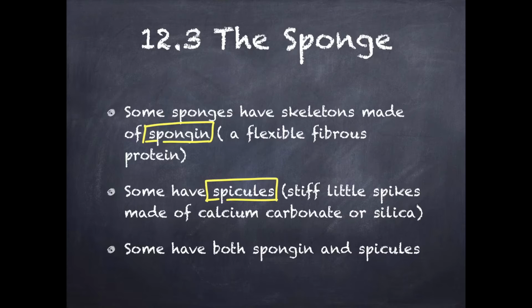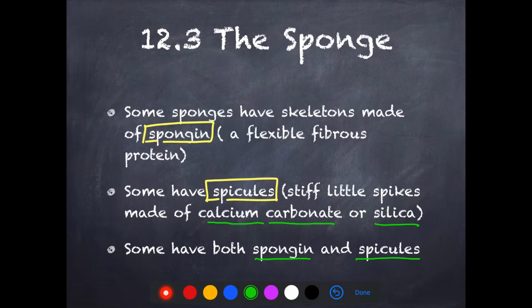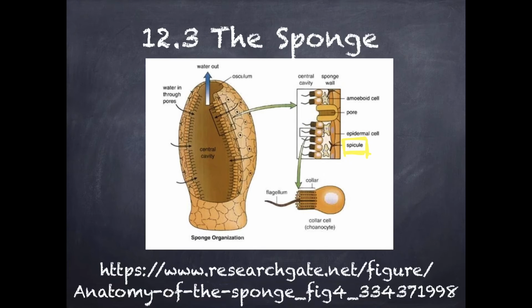Some sponges have skeletons that are made out of something called spongin, which is basically a flexible fibrous protein. So you might see them be able to move with the water a little bit. And then some of them have spicules, which is basically little spikes that come out of the sponge. Those spicules, or spikes, are made out of calcium carbonate or silica. All right. And then some sponges have both spongin and spicules. And I have some diagrams that I will show you what that looks like.